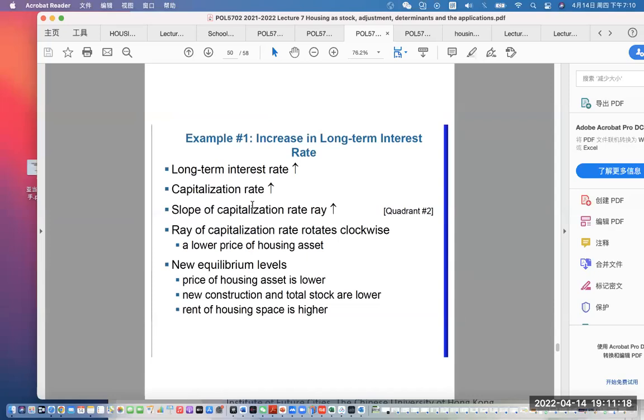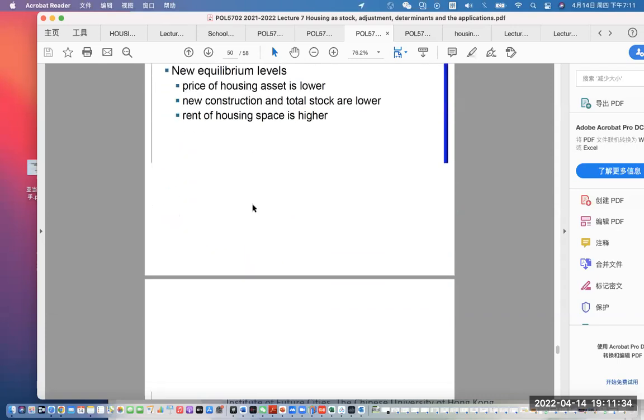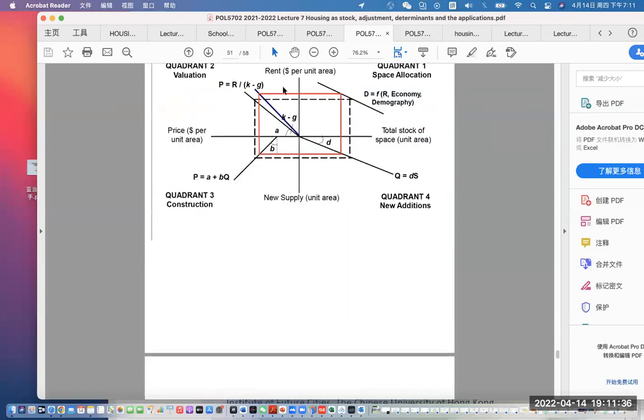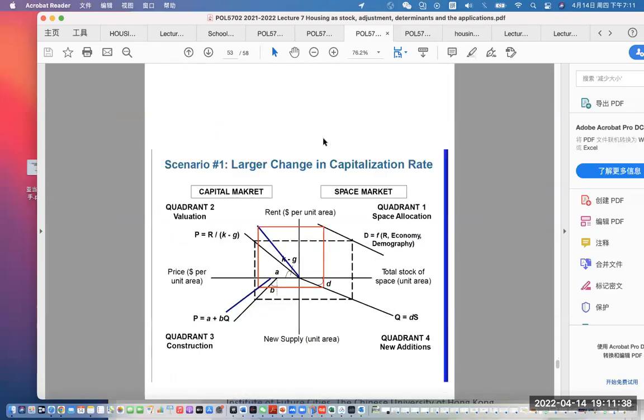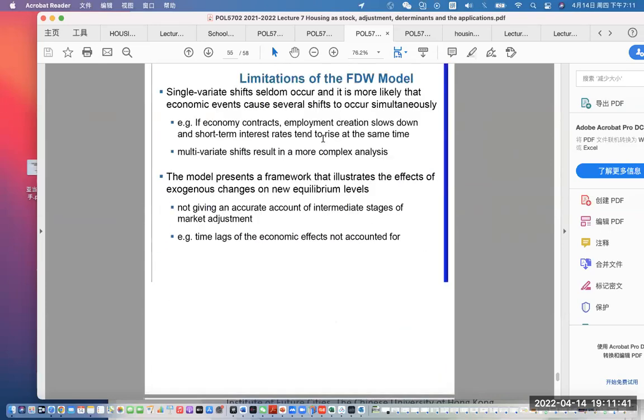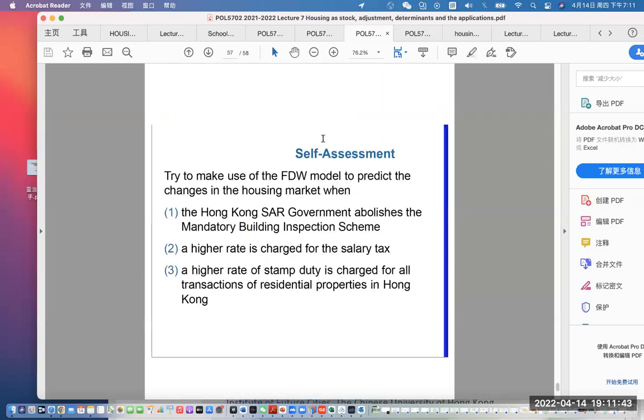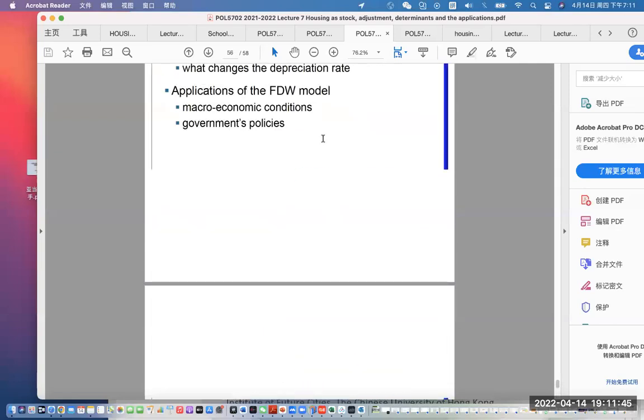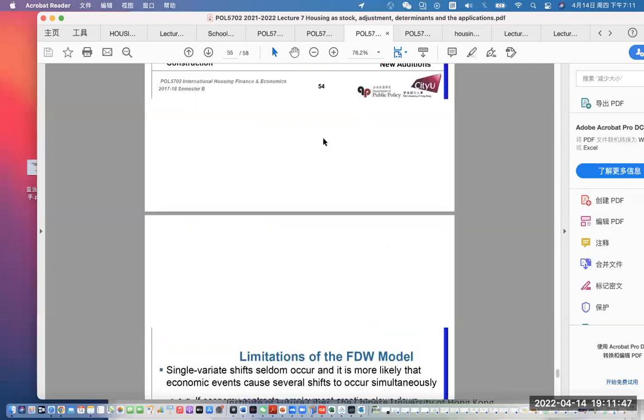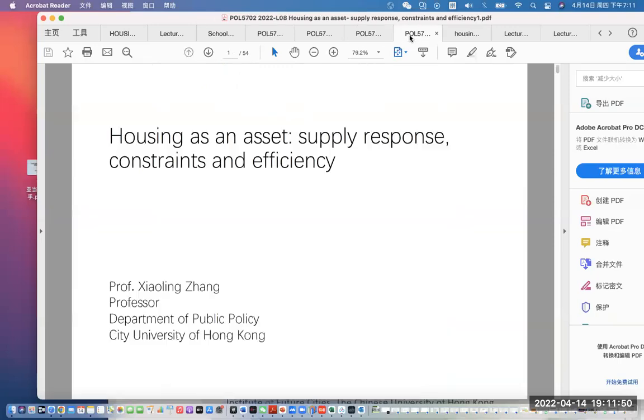And with this, you're going to use the increasing long-term interest rate to check what the long-term interest rate is, what the capitalization rate is, how to calculate the slope of the capitalization rate, and how the curve rotates in this way, right? I think for these lecture notes, we have carefully calculated all of this, including the limitations and FDW models here.